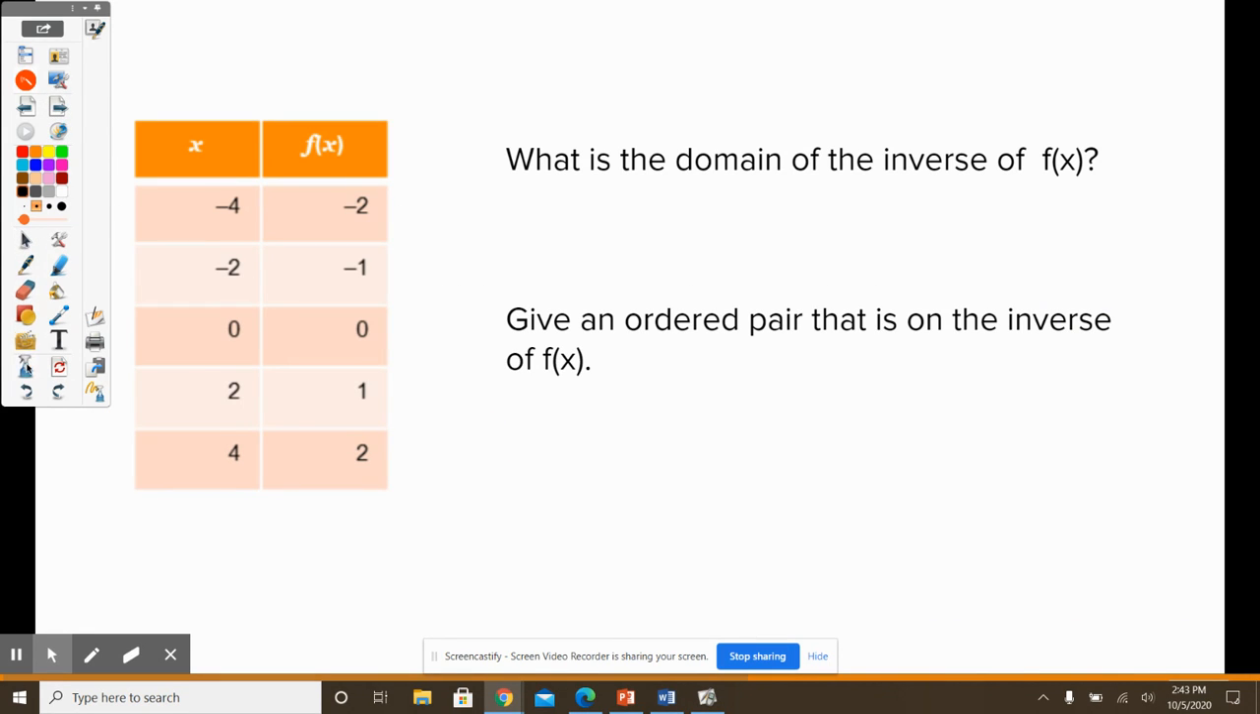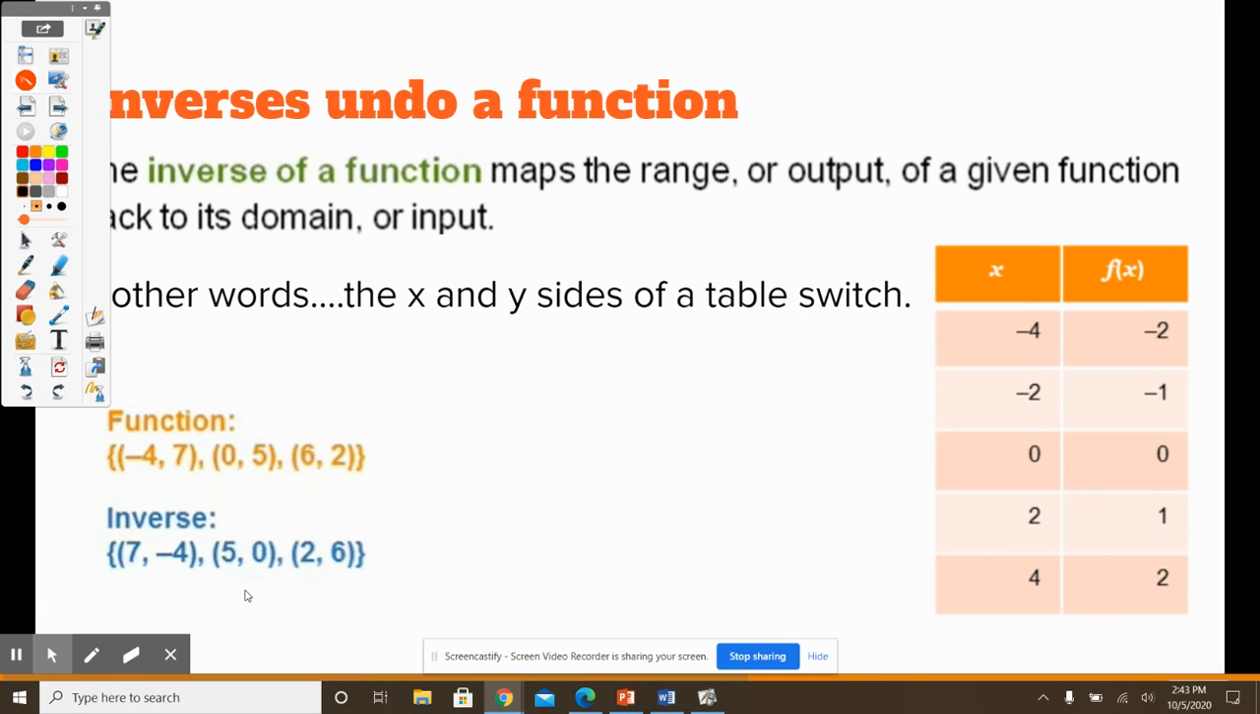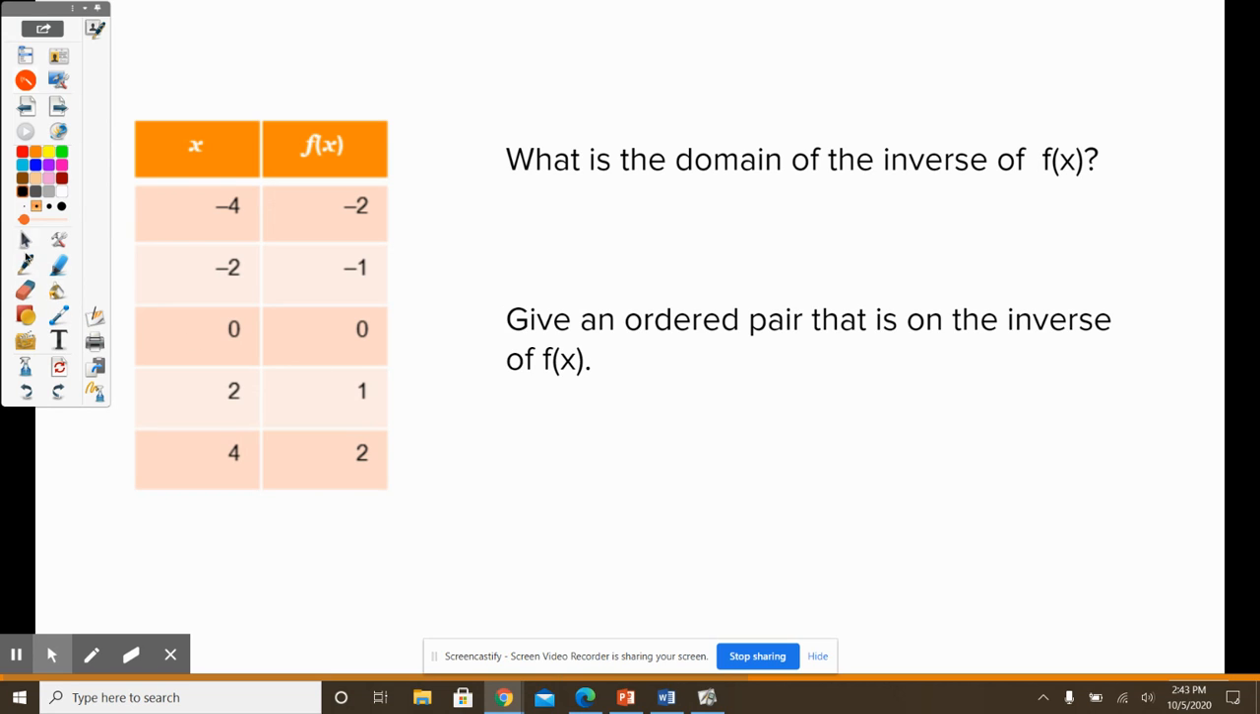So this is the inverse, I guess. I didn't double check. So did we switch to ordered pairs? No. -4, -2. This is the same. Now they're asking what would the domain of the inverse be?